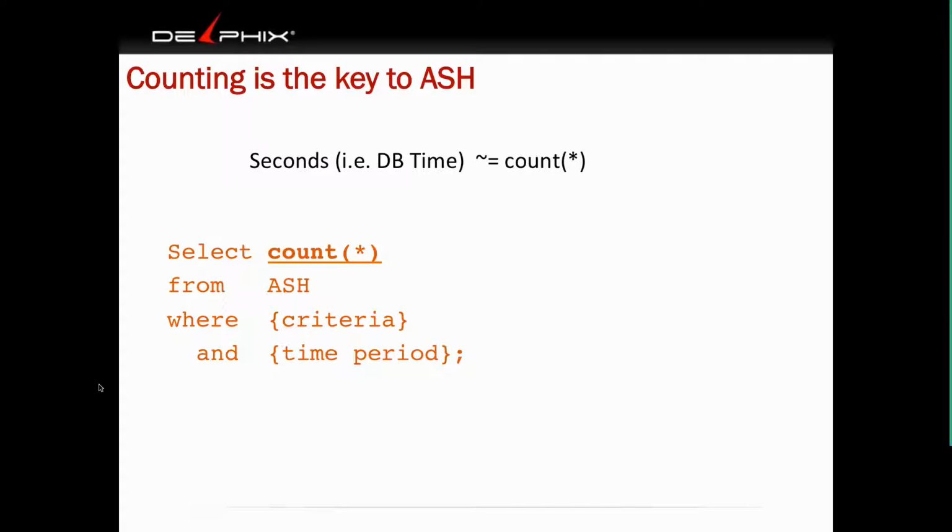So we've got ASH. We've seen that it's a powerful repository for performance information and analysis. How do we start querying it? This is probably the key thing about ASH. The main thing we need to do is select count star. Count star is going to be the number of seconds we waited for something, a statistical approximation. So select count star from ASH, where are our criteria? Where, for example, wait event equals buffer busy wait. And then we give it a time period. Where's the start and end time period? That's the basic core of an ASH query.